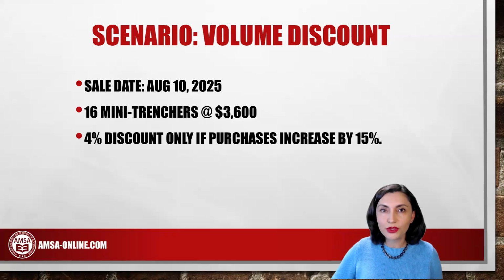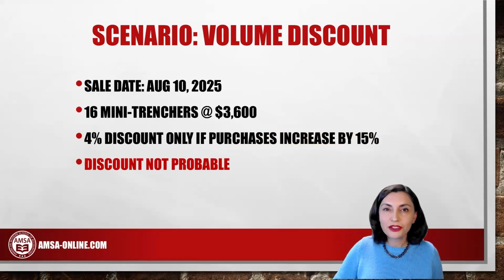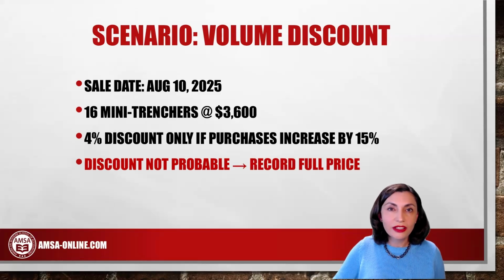On August 10, 2025, Range and Farm Supplies sells 16 mini trenchers to a farm co-op. There's a 4% volume discount, but the discount only applies if the co-op increases its purchases by 15% over the prior year. But here's the thing. Farm sales are flat. It's highly uncertain that the benchmark will be met. So, does Range and Farm Supplies apply the discount now? Nope, because it's not probable that the customer will achieve the required increase. The company doesn't reduce revenue.